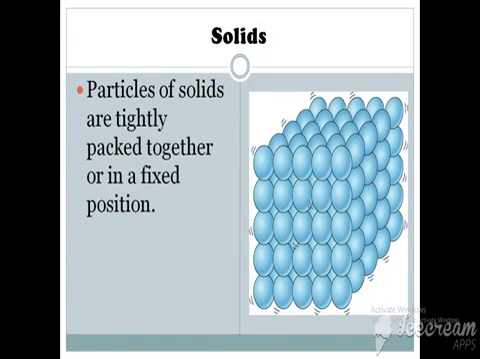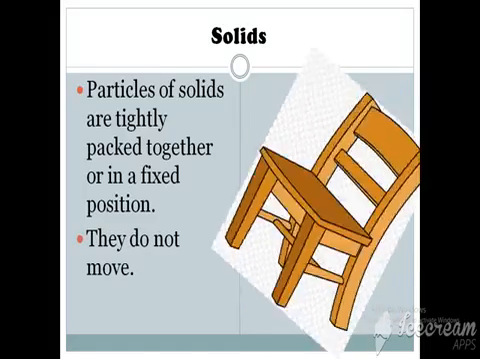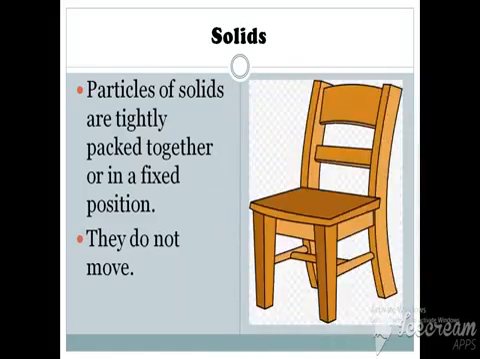Particles of solids are tightly packed together or in a fixed position. As you can see in this picture, the particles of solid are very close together, leaving no space between its particles. Now take a look at this. A chair. Chair is in the solid states of matter. And look, its particles are very close together in a fixed position. They do not move. That even if we twist these around, it still remains a chair.